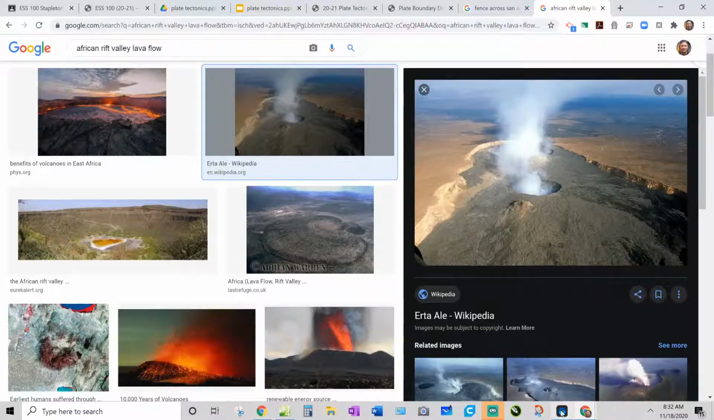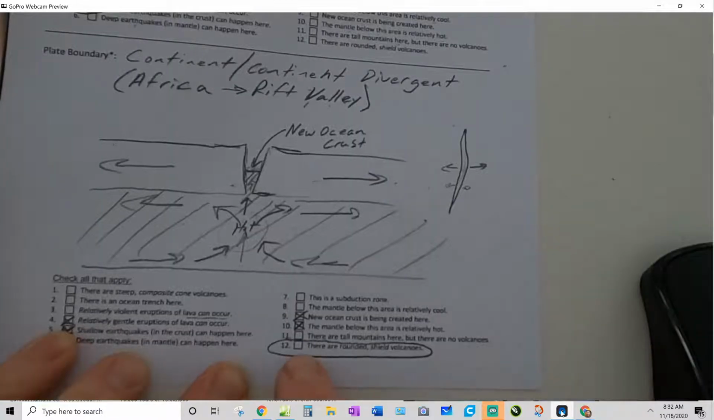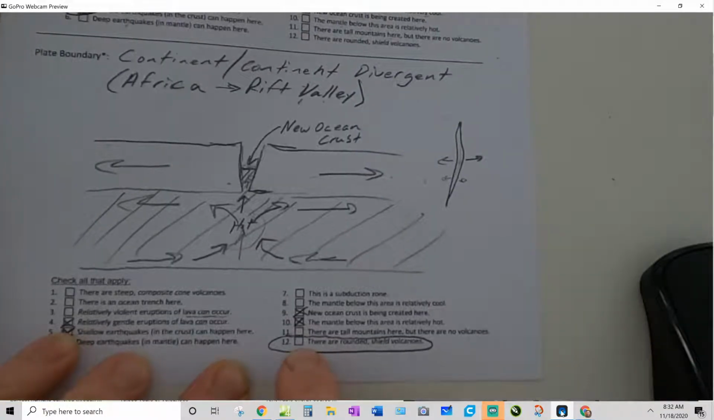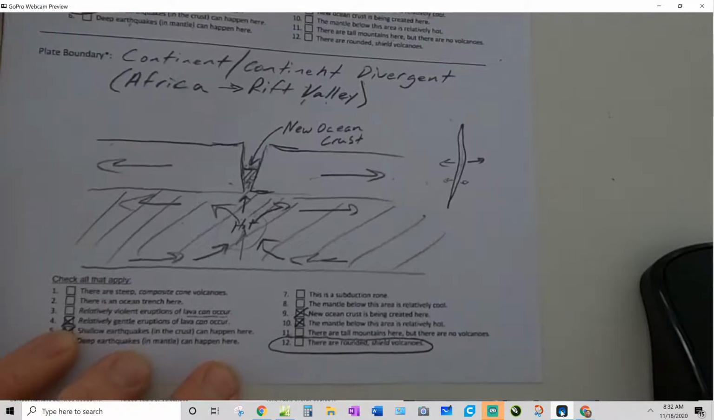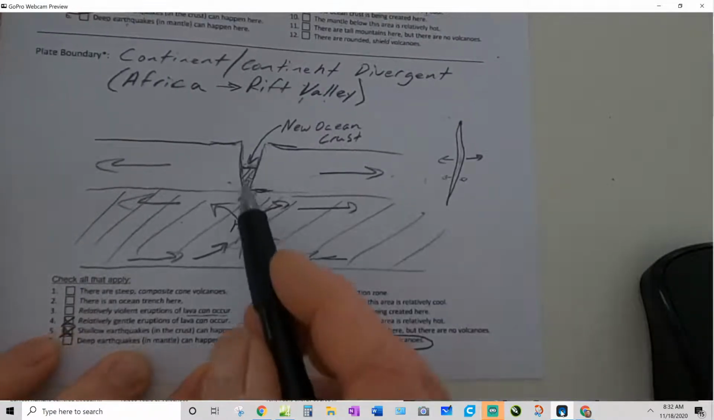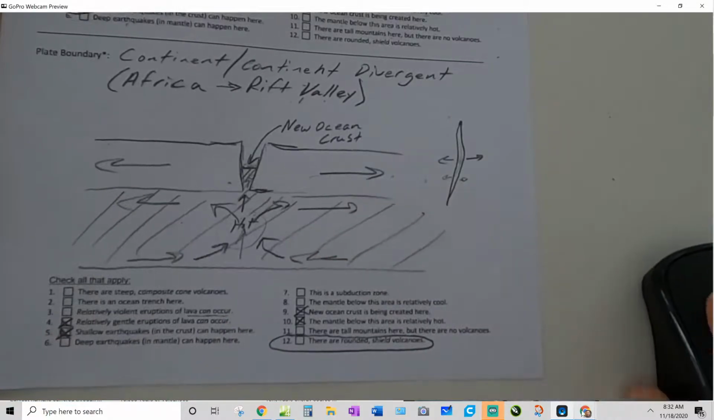So remember, if you want to select that one on a test, you just need to tell me afterward. Mr. Stapleton, you showed us a picture. Sometimes you can get rounded shield volcanoes in there. All right, that's all the time I'm going to take.